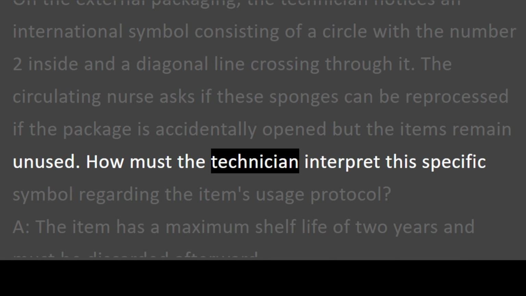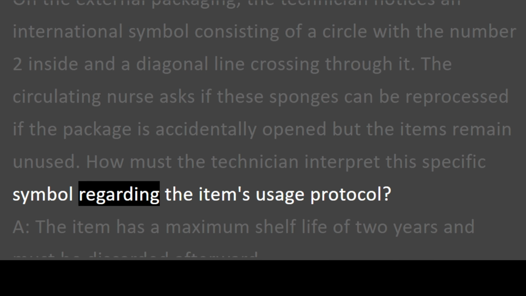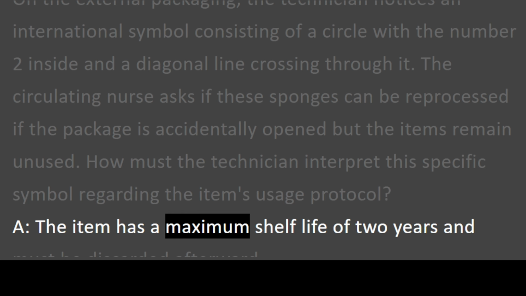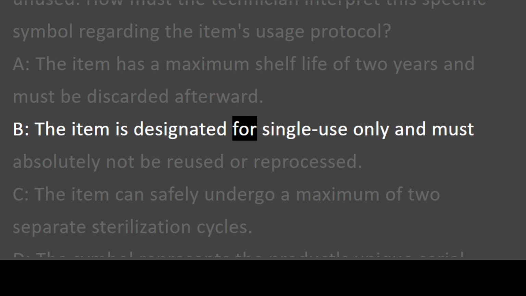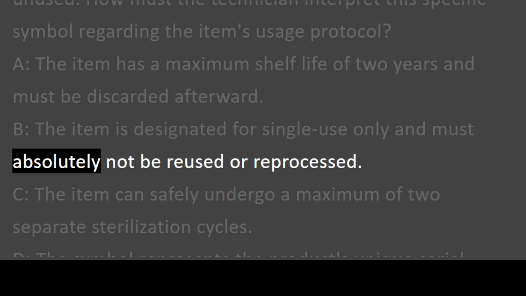How must the technician interpret this specific symbol regarding the item's usage protocol? A. The item has a maximum shelf life of 2 years and must be discarded afterward. B. The item is designated for single use only and must absolutely not be reused or reprocessed.